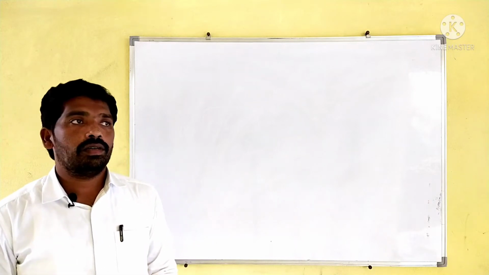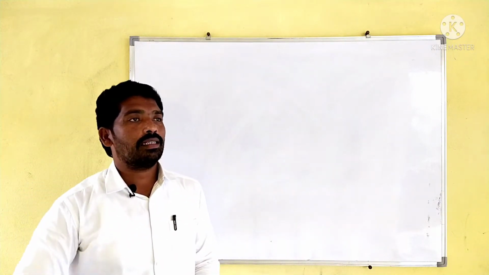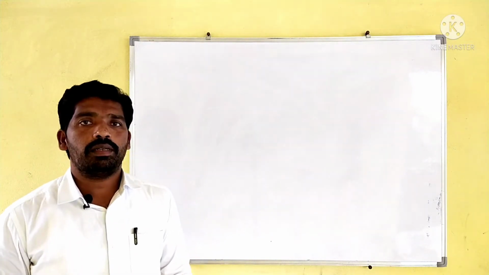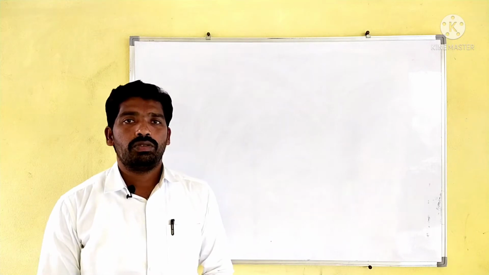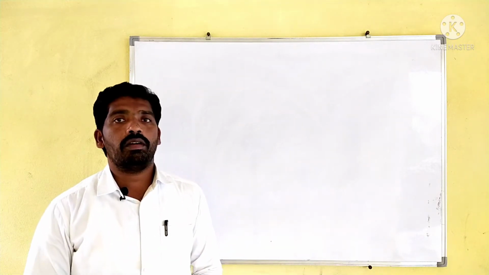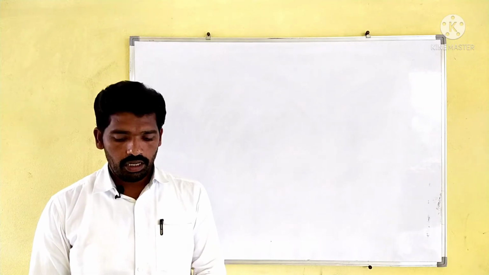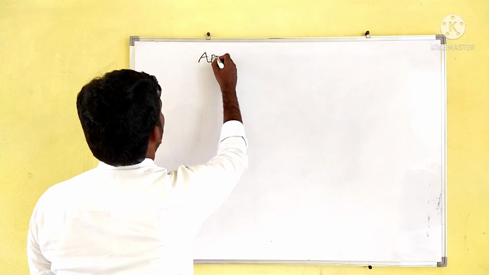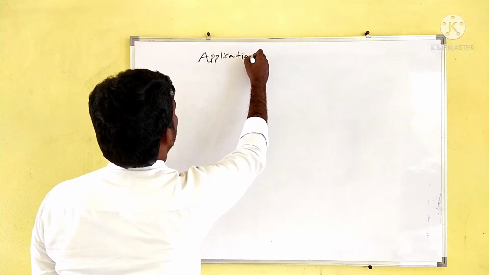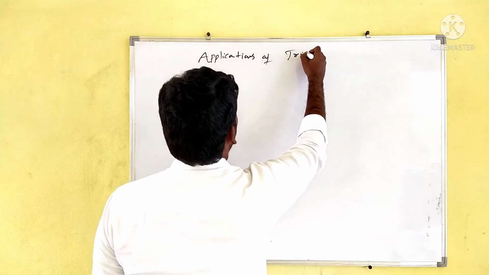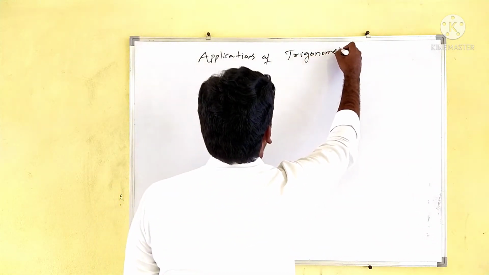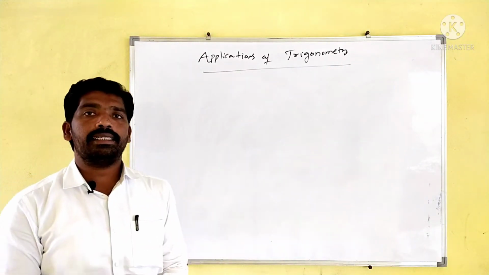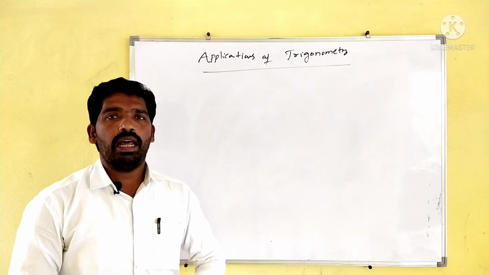Hi students. In 10th class, in the last class we discussed trigonometry. The introduction of trigonometry chapter is completed, and we can do so many problems. In the introduction of trigonometry chapter there are 4 exercises. Continuing, the next chapter is applications of trigonometry. Here, mainly we find heights and distances of given objects.